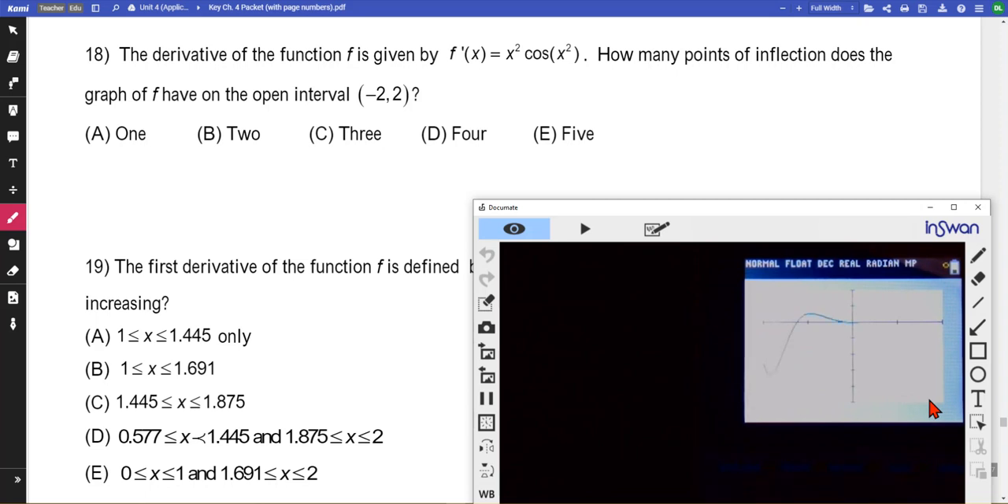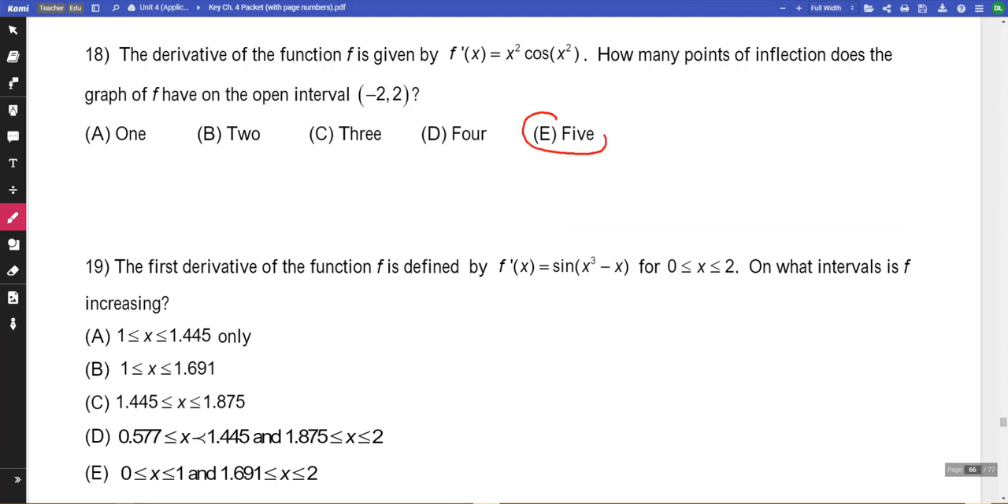So now I can see that I have on f prime 1, 2, 3, 4, 5 relative extrema. And if f prime has a relative extrema, then f has a point of inflection. So 5 points of inflection on that open interval from -2 to 2.